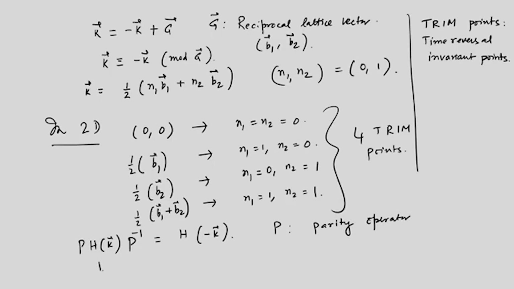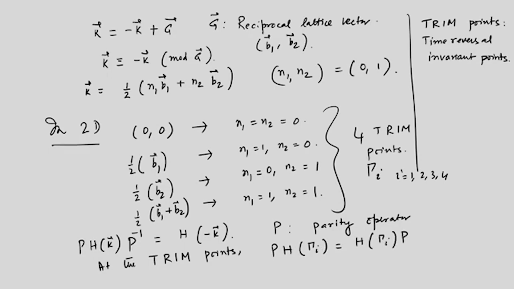Okay. So at the TRIM points, let's call these TRIM points gamma i, with i from 1, 2, 3, 4. So let's call one of them gamma 1, the other gamma 2, gamma 3, and gamma 4. So P H at these TRIM points is equal to H at these TRIM points multiplied by P. This is the definition of these TRIM points, that this relationship is valid where P is the parity operator.